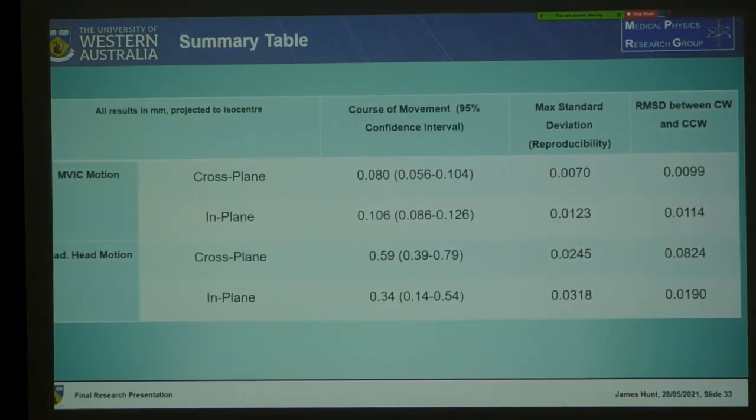So just a summary table of my results. If you remember the AAPM recommendations for treatment coincidence, you're looking at less than 1 mil for stereotactic. And you can see in these, the course of movement, the radiation head cross-plane motion was more than 50% of the stereotactic 1 millimeter, which is a significant portion of your setup margins when you're taking into account setup margins and anything else. In-plane was a bit lower. But it did perform much better than a lot of conventional linacs.